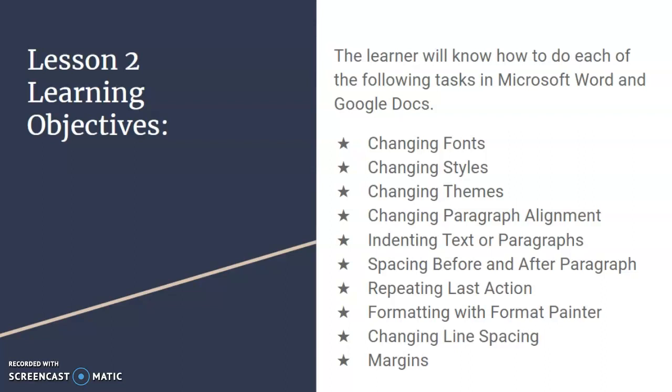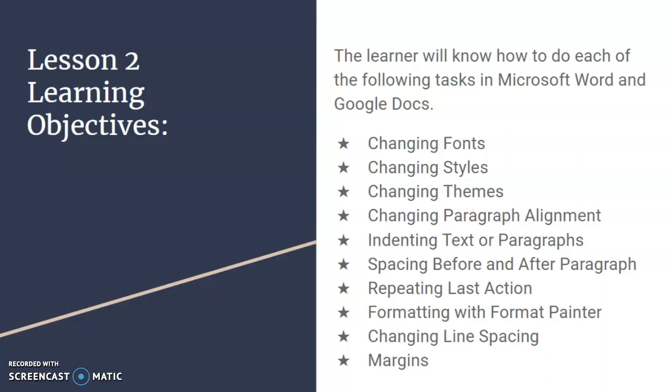This week's learning objectives for Microsoft Word and Google Docs are learning to change fonts, styles, themes, paragraph alignment, how to indent text or paragraphs, changing the spacing before and after paragraph, repeating your last action, formatting with Format Painter, changing line spacing, and also how to do different margins.